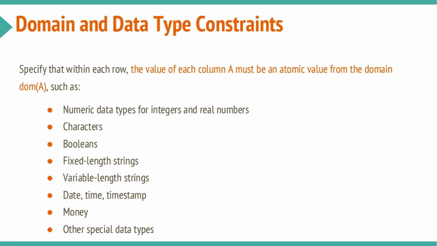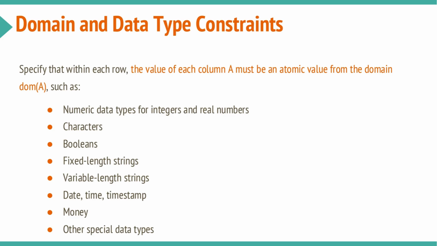Let's look at the first type of rule we can create, the domain constraint. A domain is the set of all possible legal values for an attribute. For example, for the age attribute, the data type is number. But we can be more specific. The domain might be integers from 16 to 100.